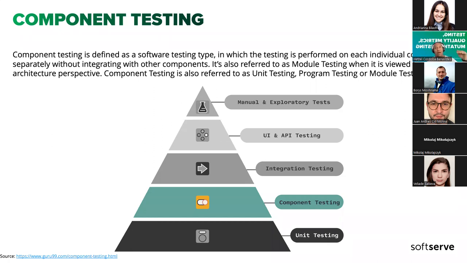So as we go down the pyramid, we are going to become more granular. As we go up, we go to a higher level, and at the top of the pyramid we are not using any code. But if we go down, we are going to write more code than in the previous stage.